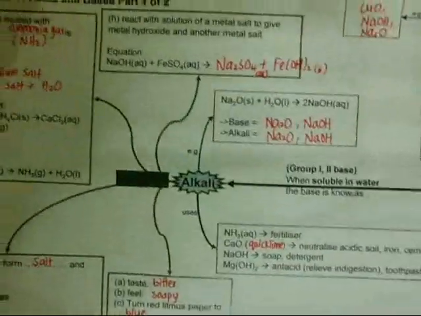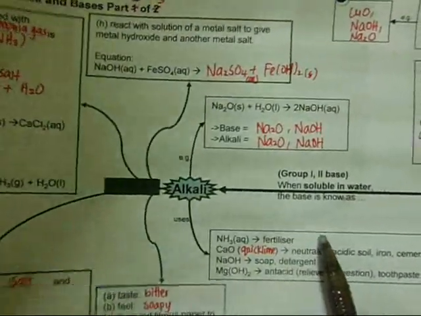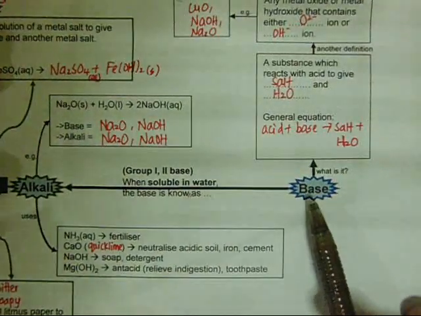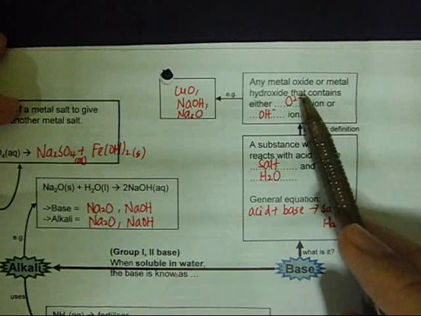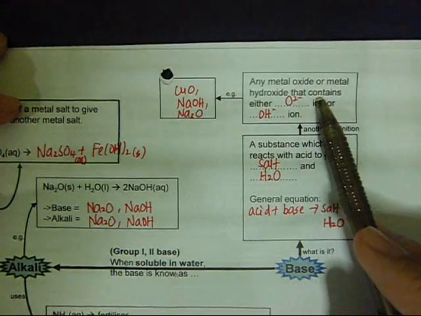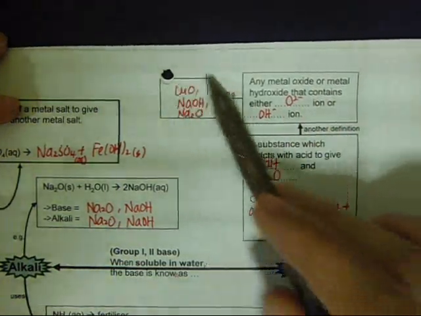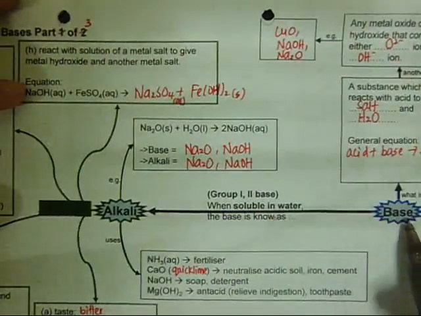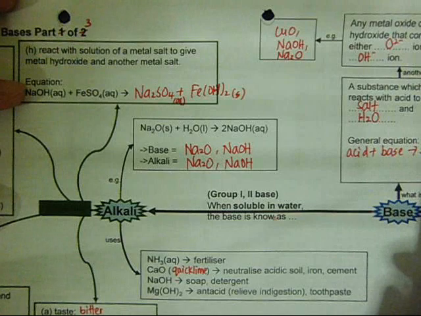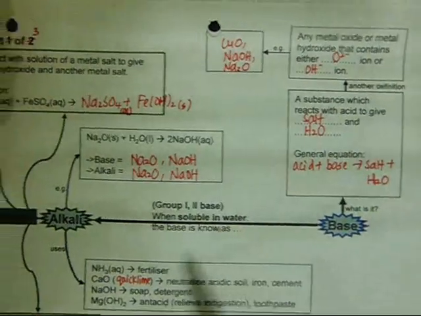Now, how about alkali? So alkali, you need to know, basically you start off with base first. What is base? Base basically is any metal oxide or metal hydroxide. Those are called base. An example. All these are examples. And reactions that involve base, acid base, you get salt and water.